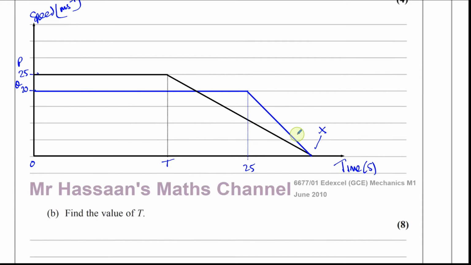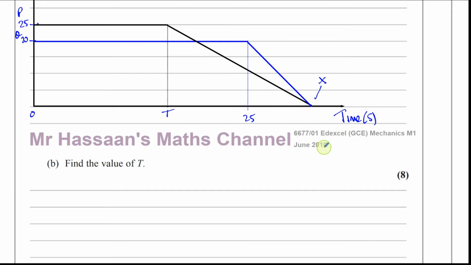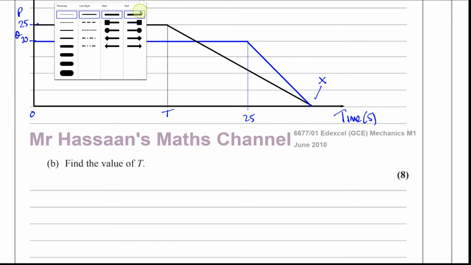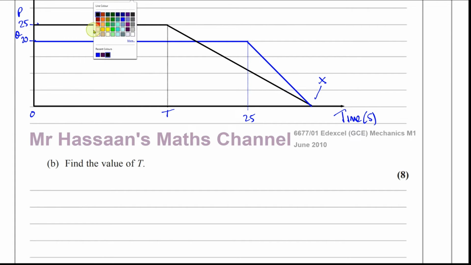Now for part B, it says find the value of t. So here we have basically two trapeziums. The one that I put in with the black line is representing P's journey and the blue line representing Q's journey. So I'm going to make a little sketch of them down here. Let's look at Q's journey first, because I think we can do something with Q's journey. So we've got this trapezium that looks something like this.